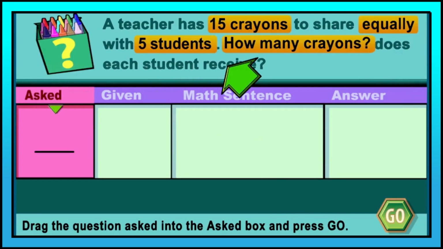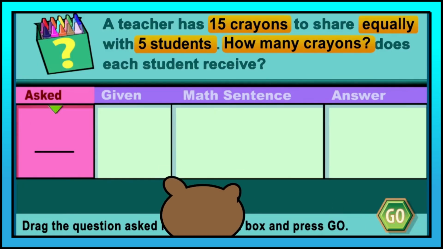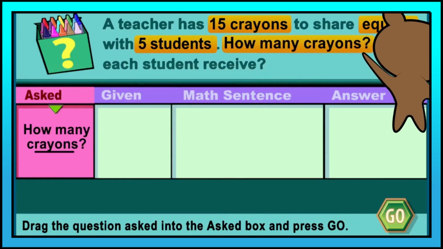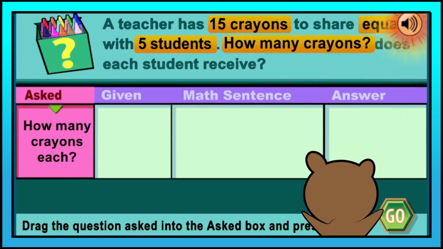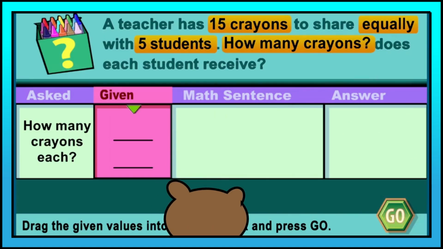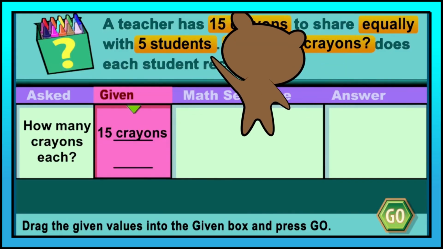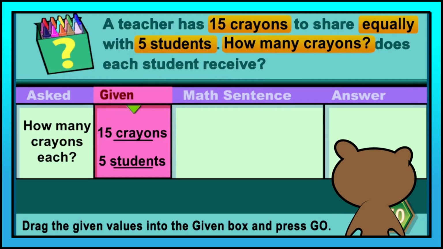Excellent. First, find out what is asked. The question. Drag the question into the asked box in the table and press go. I got it! That's it. Now, move any values that are given to you in the problem into the given box and press go. First this one, then this one. Yeah, this looks right.